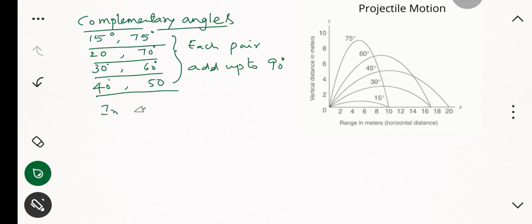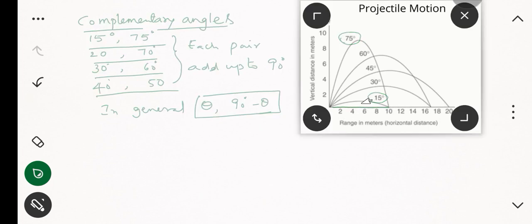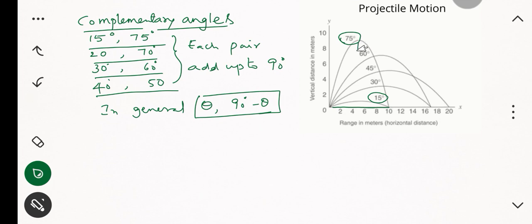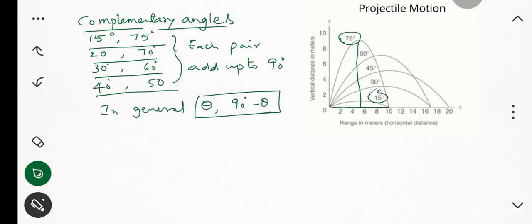In general, these angles can be represented as theta, 90 degrees minus theta. These angles are called complementary angles. Here in the figure, we can clearly observe that at angle of projection 75 and at angle of projection 15 degrees, the range obtained by these two projectiles is same, whereas the maximum height reached by the projectiles will change.